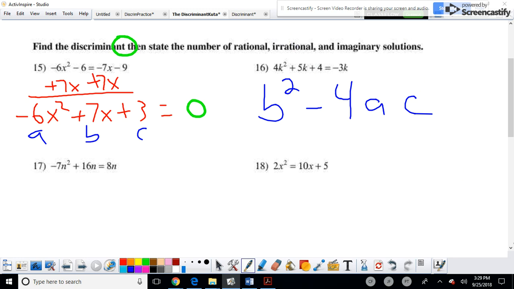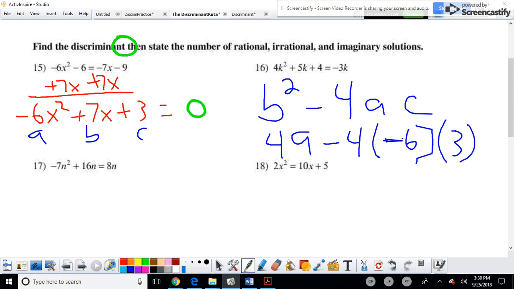And you'll have 7 squared is 49 minus 4 times negative 6. Excuse my writing, y'all. Times 3. That's a negative. And you multiply all of that out. Really, you could just put this in your calculator to save some time here. So we've got 24 times 3, that's 72. 49 minus 72 equals negative 23. So here I know that my discriminant is negative now.